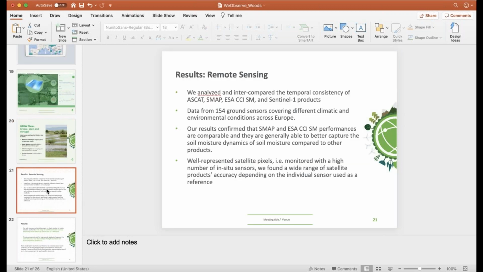So for the results, we analysed and intercompared the temporal consistency of a number of products with Sentinel-1. The data from 154 ground sensors covered the different climatic zones.